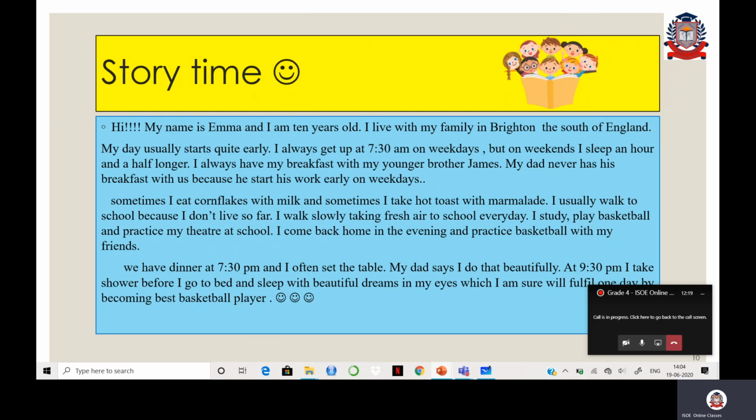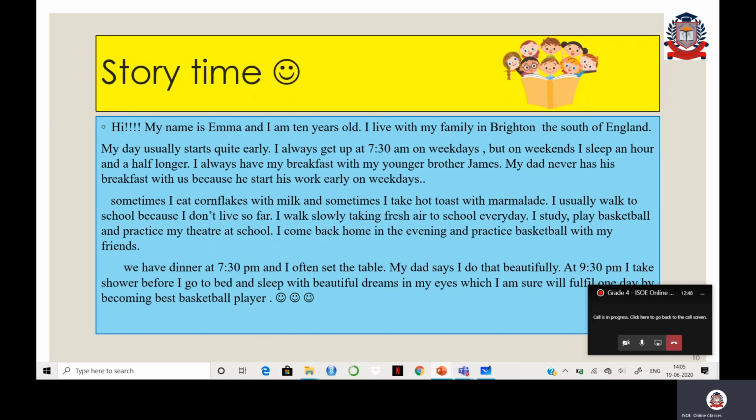Now see, this is such a sweet and short story about Emma. Emma tells you where she lives and what her daily routine is, what she does all day. So she wakes up very early and then she tells she has her breakfast. She has breakfast with her younger brother and she says her dad never has his breakfast because he starts his work early on weekdays.